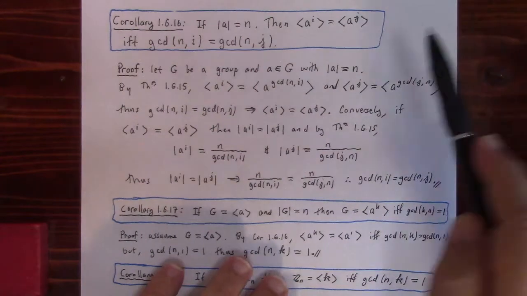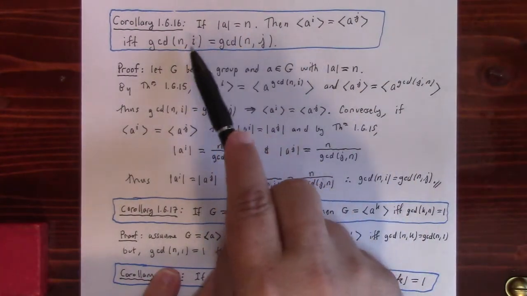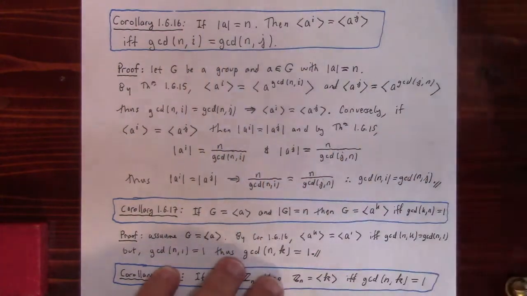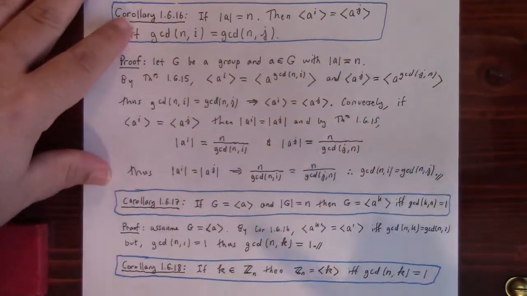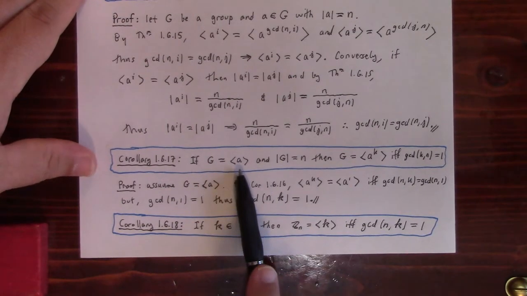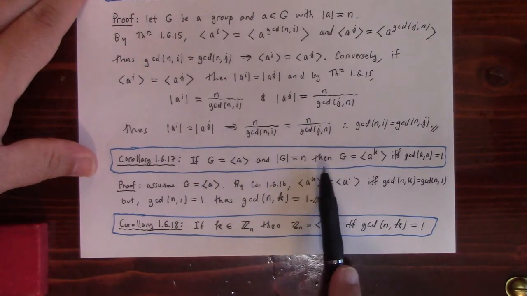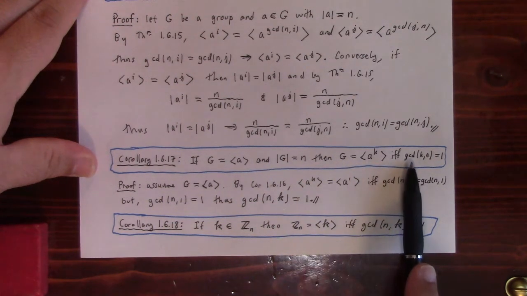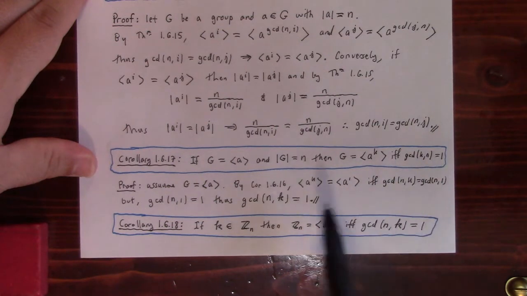Now the order of the group matters, right? It's always measured relative to the size of the group in which you're working, how these generation comments work. Corollary: if G is cyclic with generator a and the order of G is n, then G equals the subgroup generated by a to the k. In other words, G has another generator a to the power k if and only if the greatest common divisor of k and n is 1.